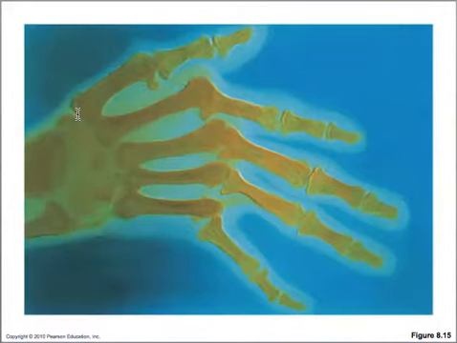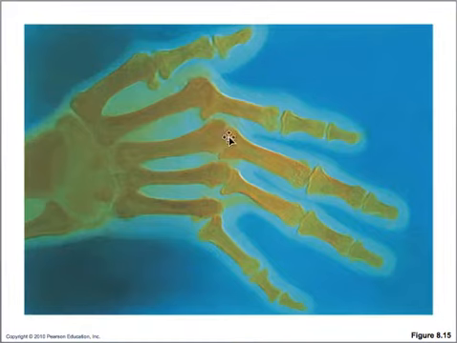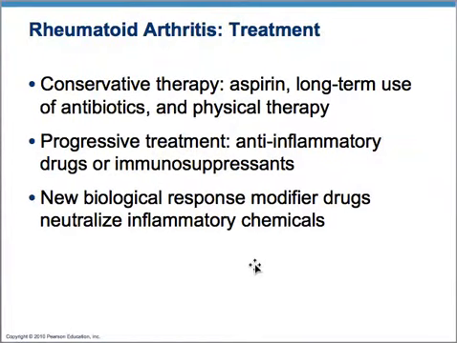Again, similar to OA. Here's a picture of rheumatoid arthritis. We see the bones out of alignment in the joint, often in a curved shape. Treatment of rheumatoid arthritis is conservative therapy, which would be aspirin, long-term use of antibiotics, and physical therapy, trying to get those joints back in motion. Progressive treatment includes anti-inflammatory drugs or immunosuppressants, and then there are new biological response modifier drugs to neutralize those inflammatory chemicals, to try and reduce inflammation in the area.